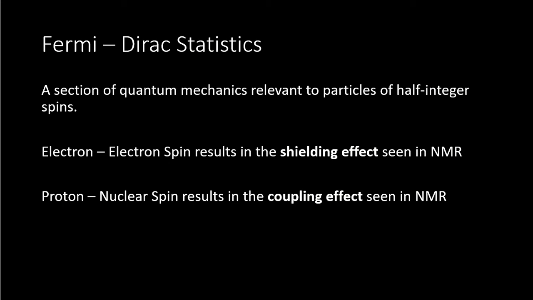Now, two effects that we will see in the results of our NMR experiments will be from the electron spin. That will result in a shielding effect observed in our NMR spectra, and the proton or the nuclear spin will result in a coupling effect.